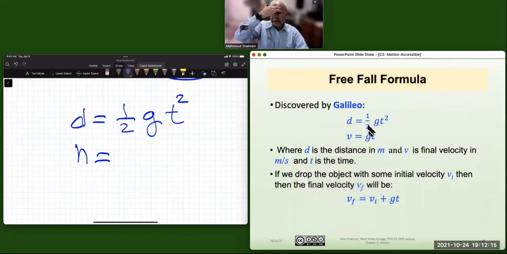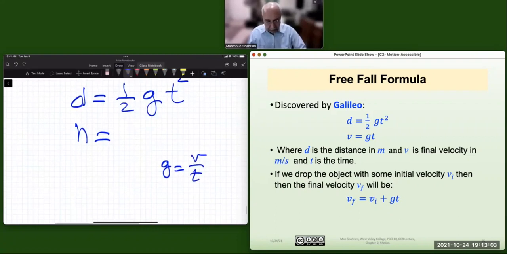This formula gives you the distance for a free fall. Now notice, the mass of the object doesn't come into play at all. Doesn't matter how massive it is. It still is going to cover the distance of 1/2 g t squared. And the velocity is acceleration times t, because we know acceleration g is equal to delta v over t, or you can write it like that, v is equal to gt.